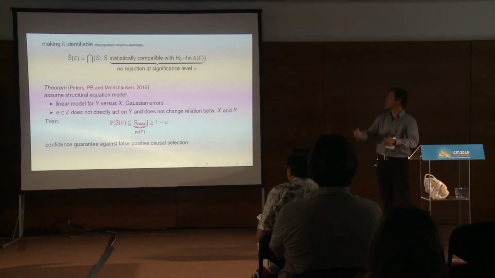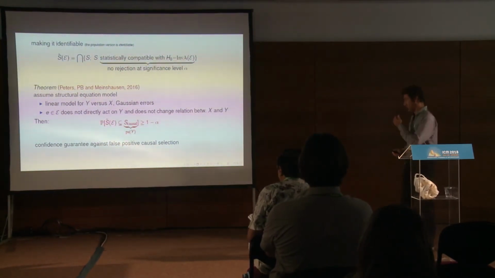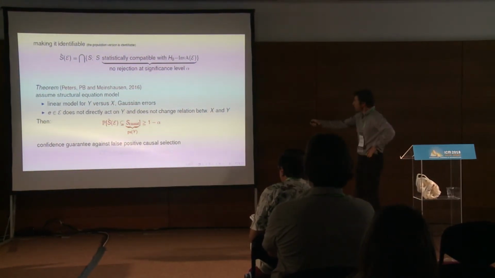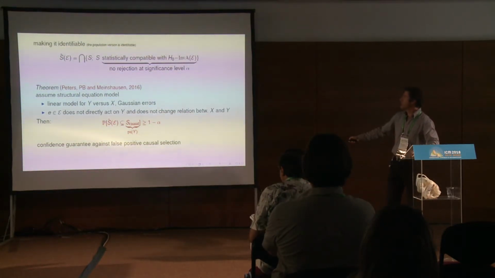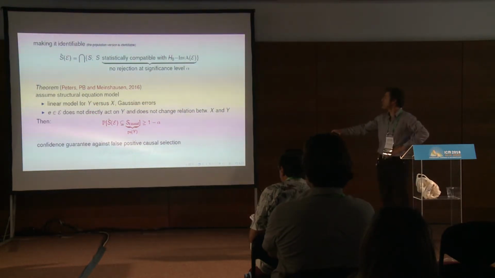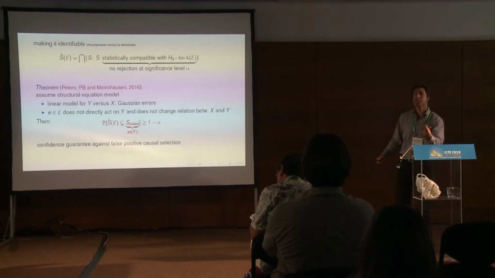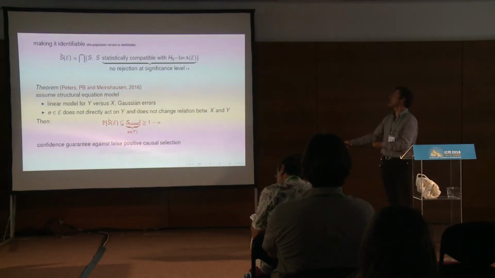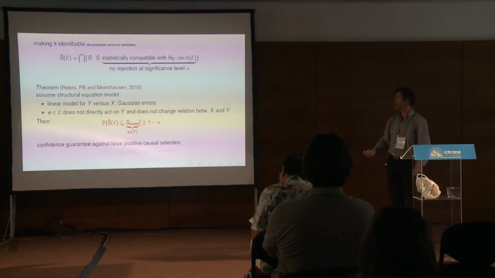Statistically you can do that, with a certain significance level, say alpha 0.05. And then if you do this, the theorem is as follows. You assume a structural equation model. We assume a linear model for y versus x and Gaussian errors, so we have an exact test, but otherwise you can do it also for nonlinear problems. And then it's the same thing that I explained before. The perturbations in this observed set of environments do not act directly on y, they do not change the relation between x and y. These are my main conditions.